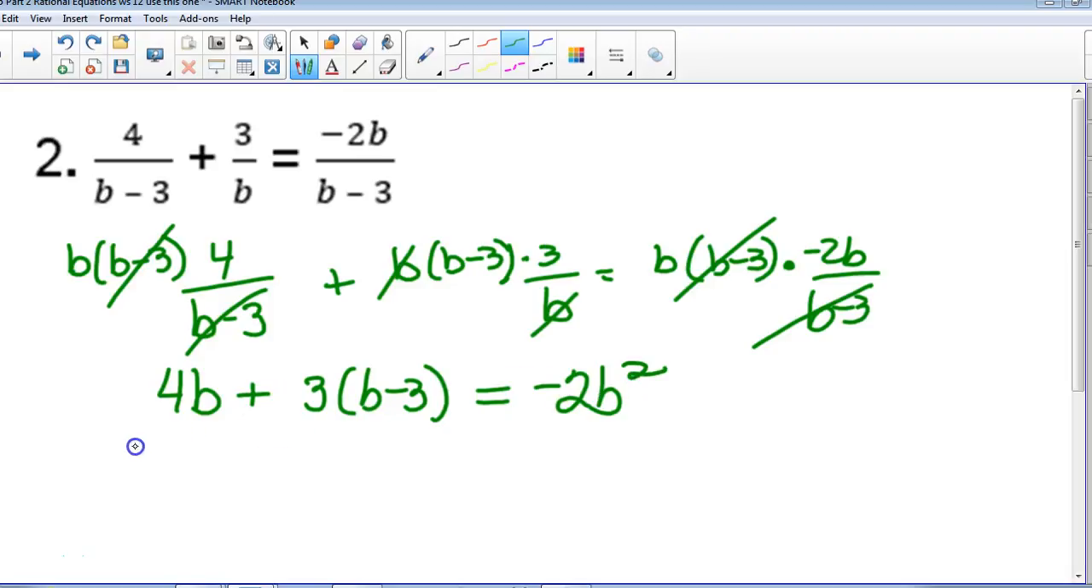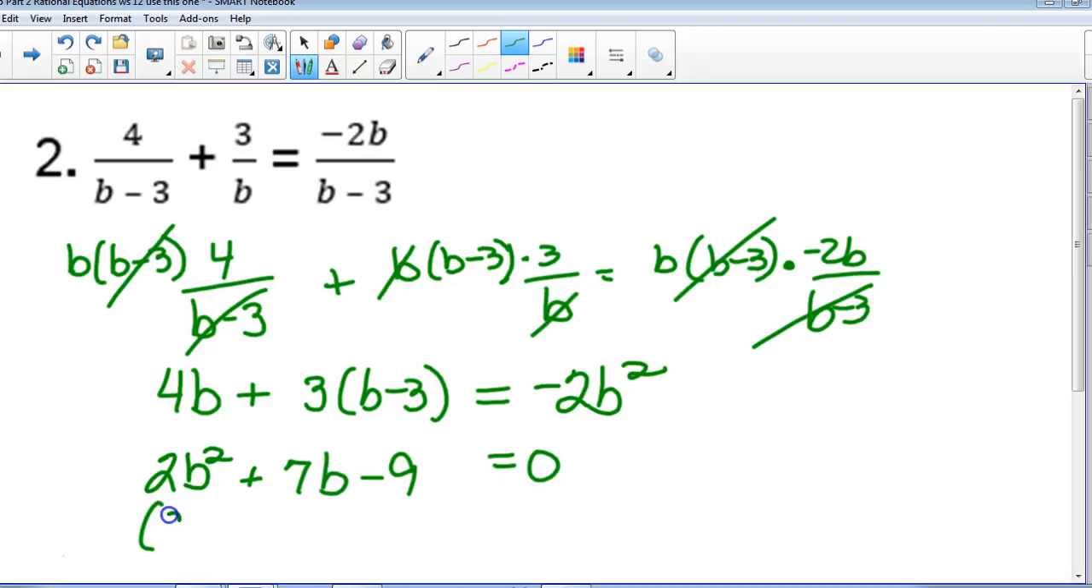I'm going to add that over, put my 0 on the right-hand side. So I have a positive 2b squared plus, doing a little work in my head here, 7b minus 9. Did someone else get that? All right.